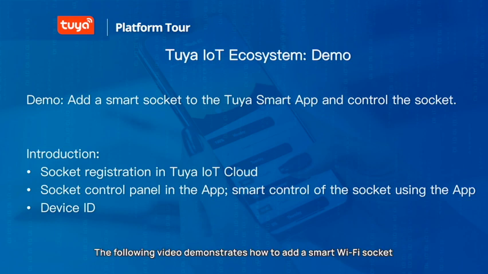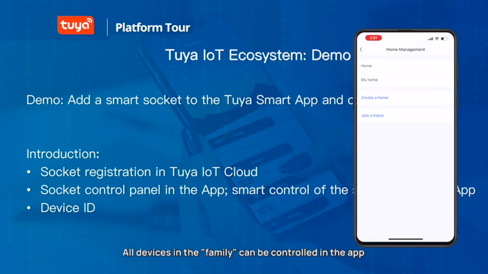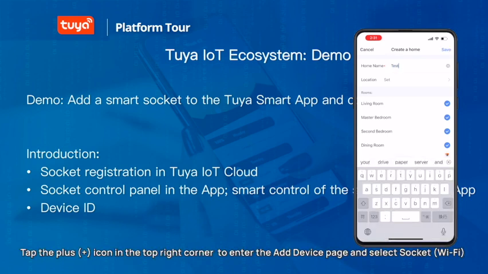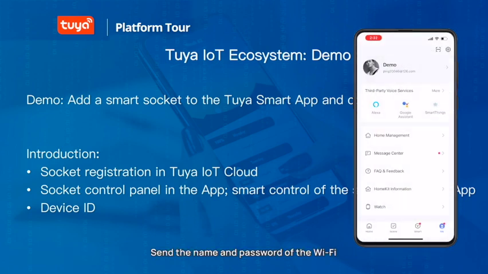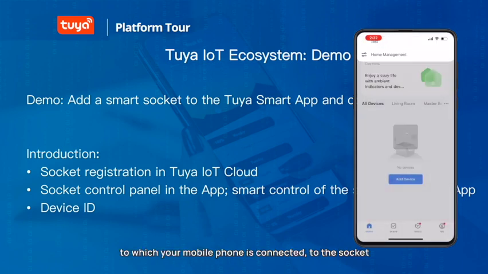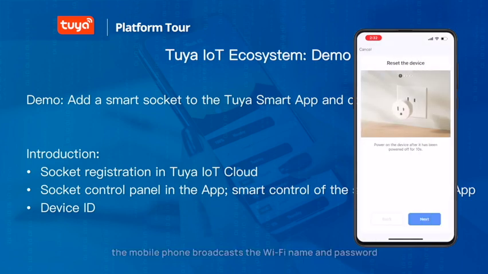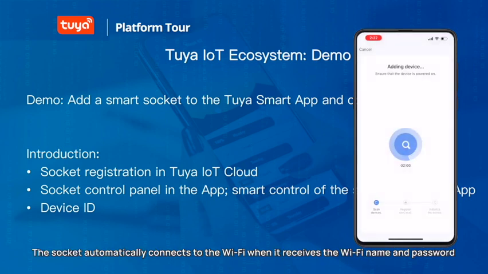The following video demonstrates how to add a smart socket to the Tuya Smart app and how to use the app to control the socket. Open the Tuya Smart app and create a family. All devices in the family can be controlled in the app. Tap the plus icon in the top right corner to enter the Add Device page and select Socket Wi-Fi. Send the name and password of the Wi-Fi, to which your mobile phone is connected, to the socket. After the socket enters the pairing mode, the mobile phone broadcasts the Wi-Fi name and password. The socket automatically connects to the Wi-Fi when it receives the Wi-Fi name and password.